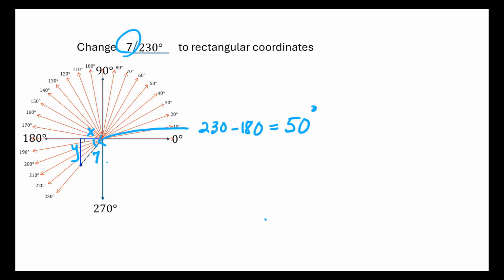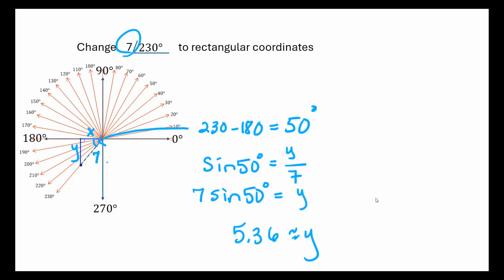So we are looking for y. That is opposite to our 50-degree angle. So we're going to use sine. Sine 50 is going to equal y over 7. Opposite over hypotenuse. If we multiply both sides by 7, we're going to have 7 sine 50 is equal to y. And now we would punch that into our calculator, 7 times sine 50. So we would hit 7 times 50 sine equals. Okay, so we found our y.